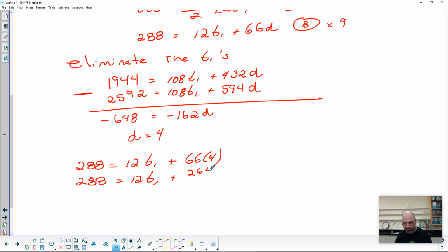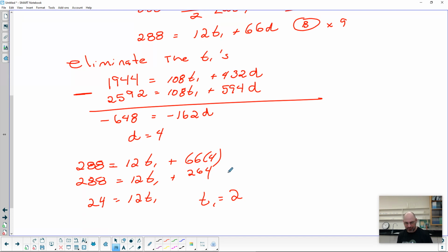264. Okay, so subtracting it from both sides. So that would be, if you subtract 264 and subtract 264, we get 24 equals 12 T1. So that means T1 is equal to 2.